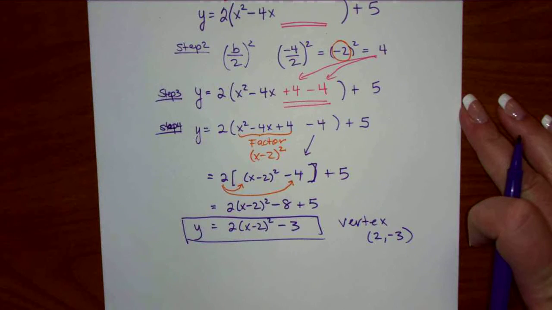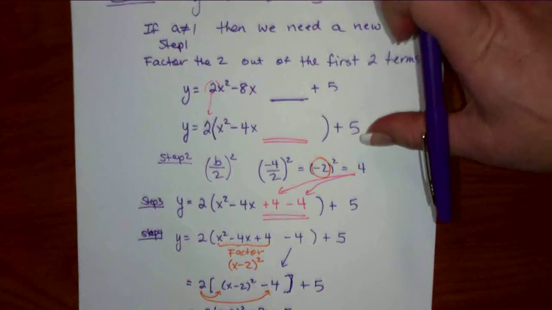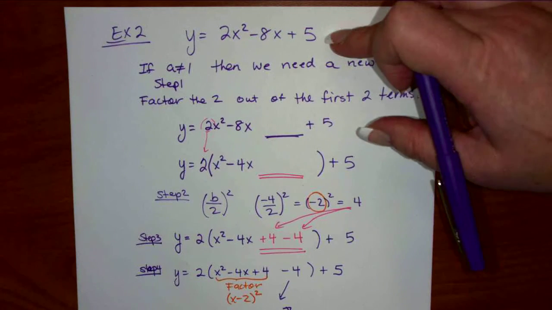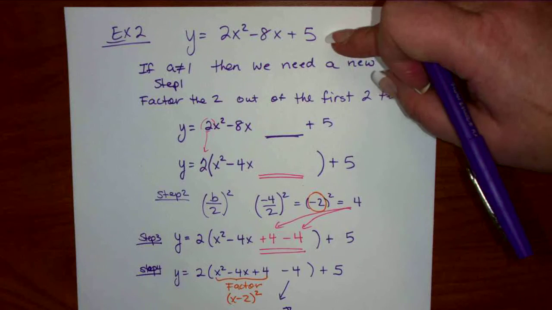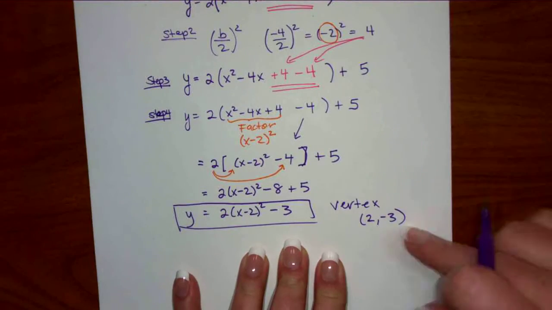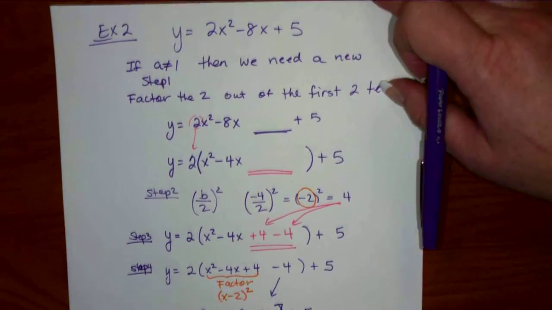Now, this is way too much work. If you were just given this equation up here, I'll move it back in a second. If you were given this and asked to graph it, you would not complete the square. You don't complete the square unless you need to, because it's a lot of work just to get the vertex. How could we do the vertex without completing the square?